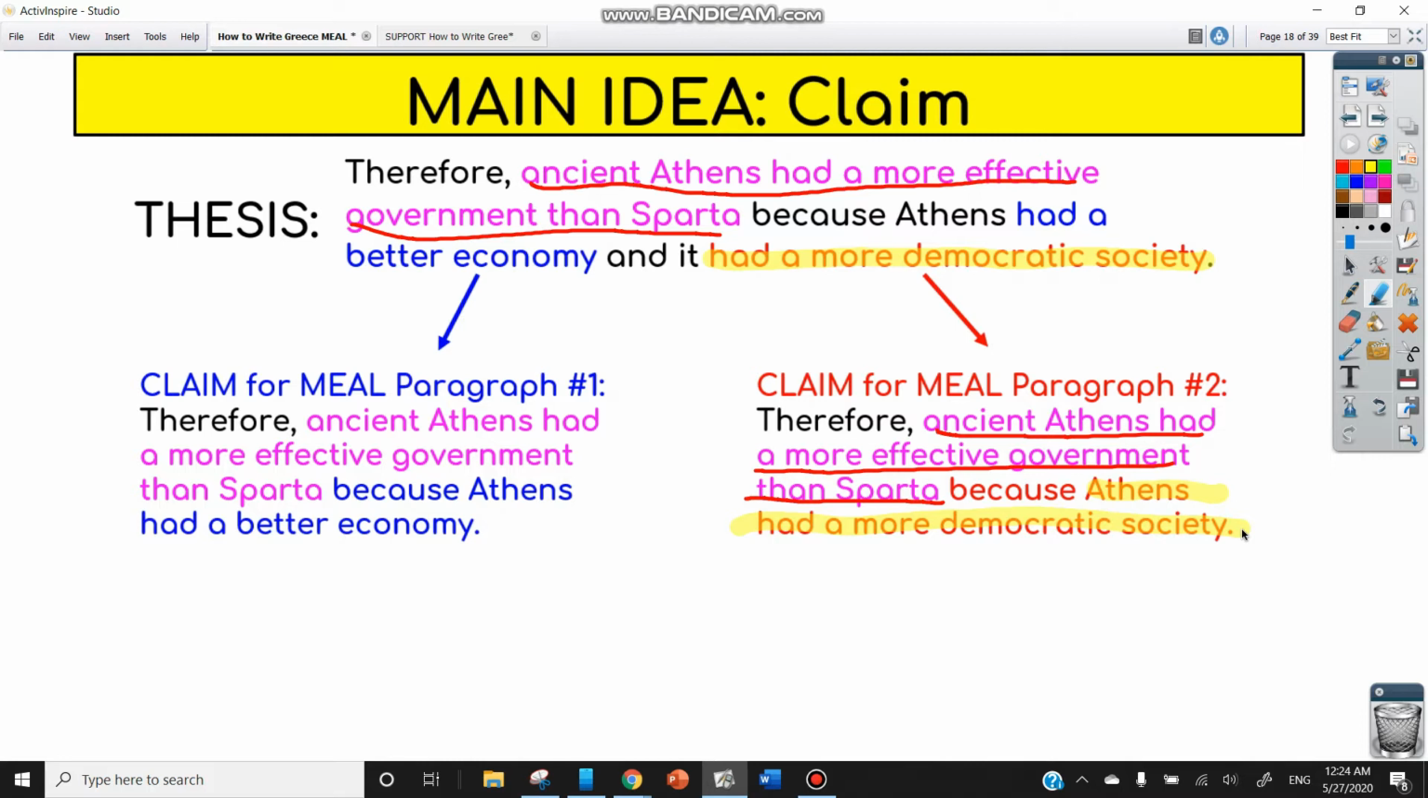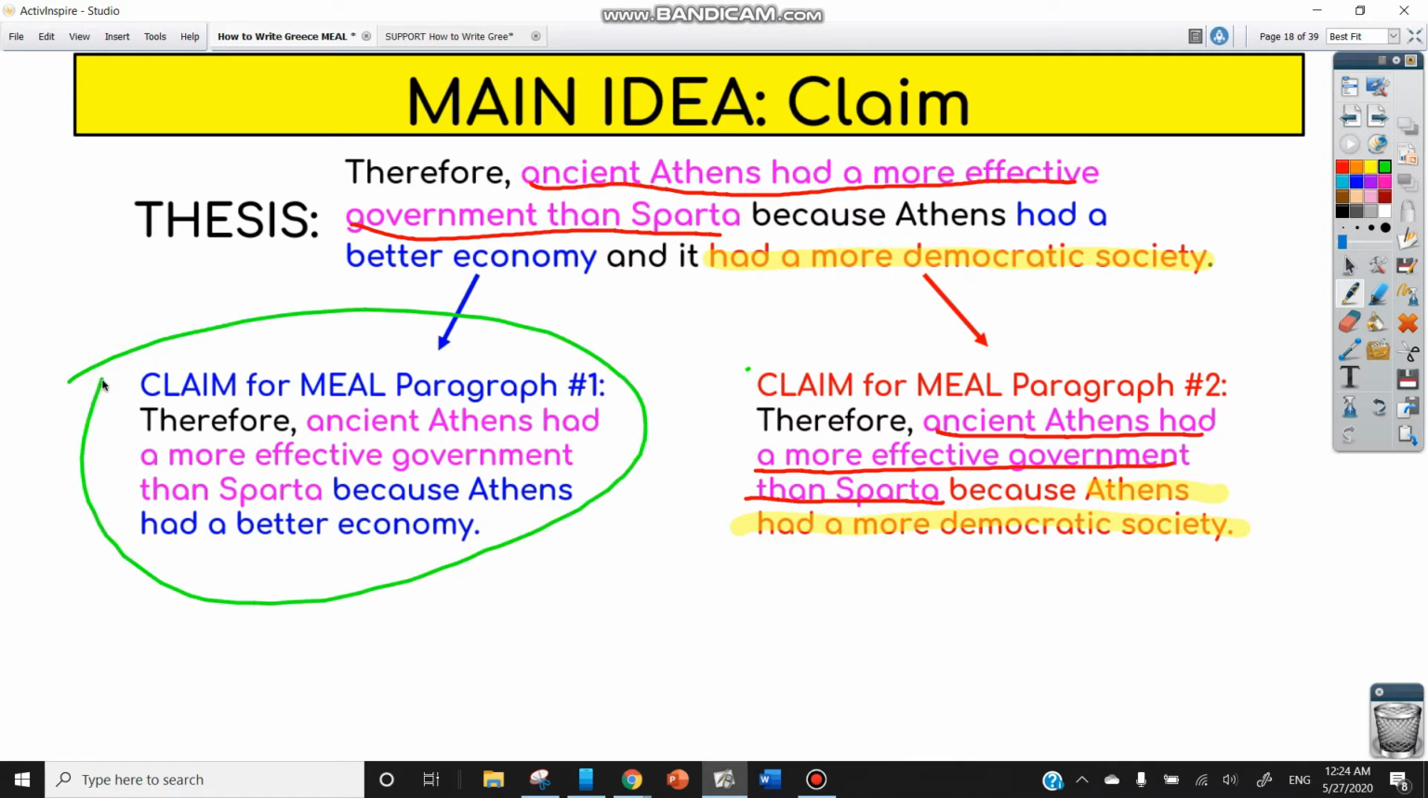So if you have 2 reasons in your thesis, then those easily become your claims for the meal paragraphs. You'll see right there. You have claim number 1 and then claim number 2, all ready to go for your meal paragraphs. And if you have more than 2 reasons, then those set up the organization for having more than 2 meal paragraphs. So it really just depends on which reasons are the strongest to help you write your essay.